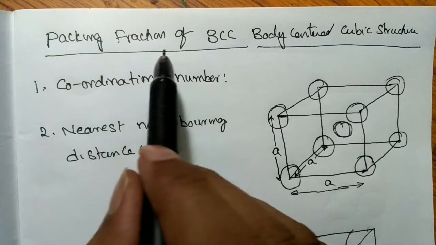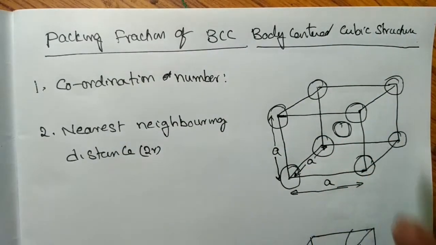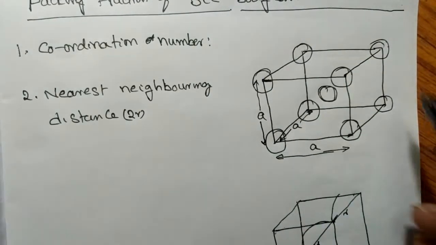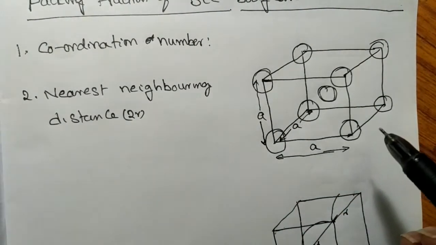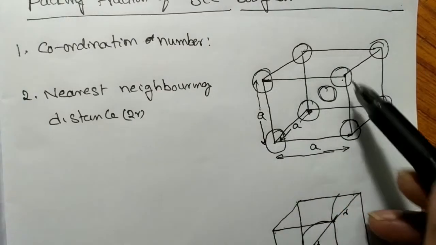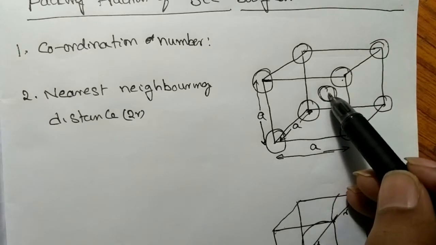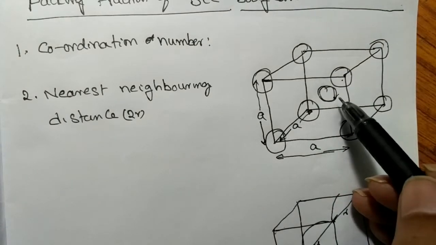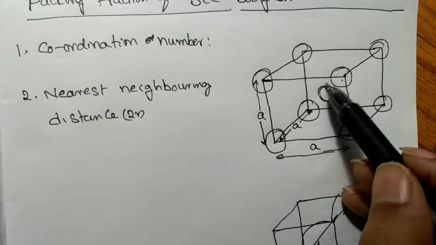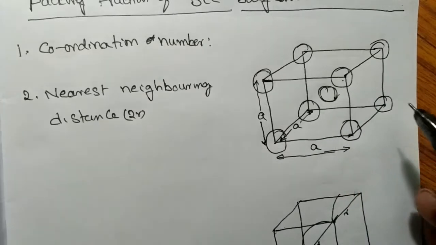The next topic is the packing fraction of BCC, that is, body centered cubic structure. So this is the structure. This is similar to simple cubic. That means the 8 atoms at the corners are common for all crystals, but one more atom is present at the center of each unit cell.